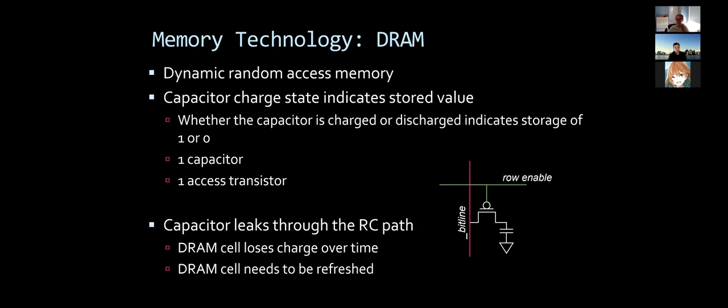So DRAM cells lose charge over time. That fundamentally leads to a problem that they need to be refreshed. Okay. So in the next part, we're going to talk about DRAM in more detail. Any questions before we go into DRAM about SRAM?